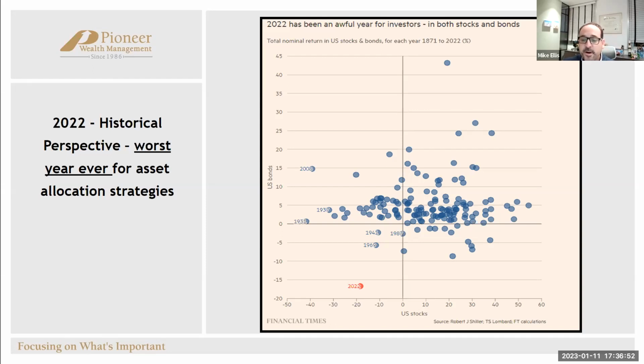And the point I want to make of this distribution is how exceptional 2022 was and how we get our confidence to sit opposite clients and give advice.